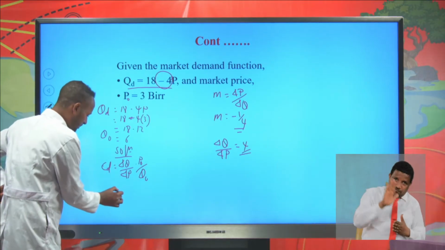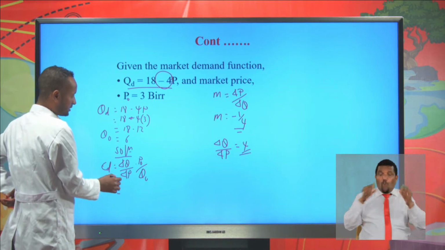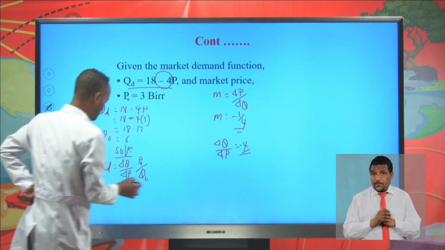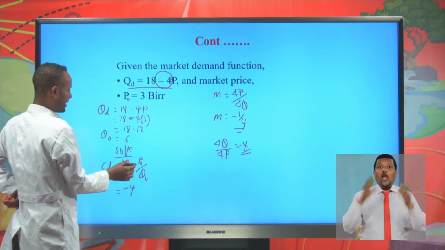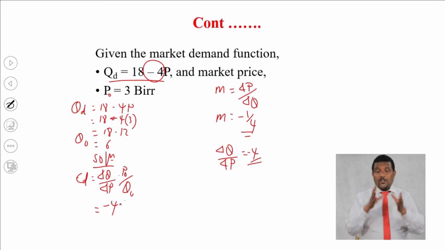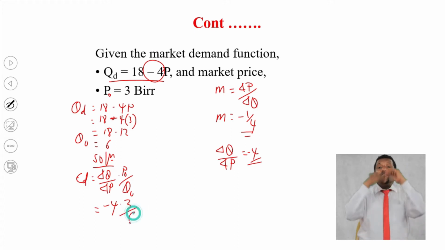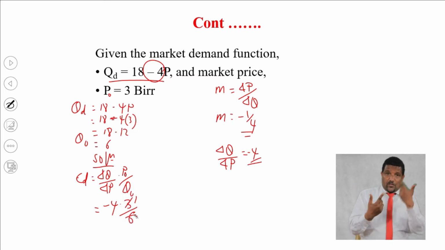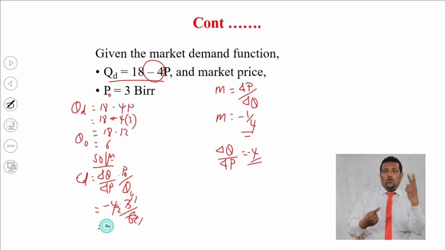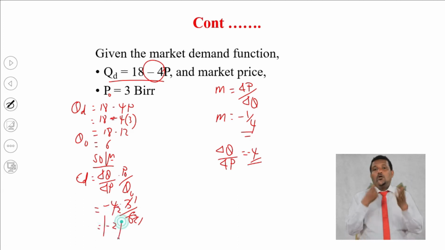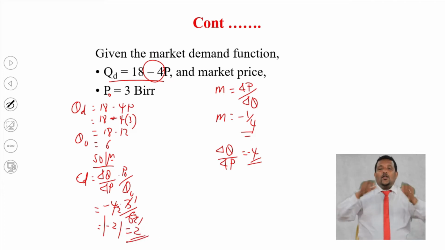So the price elasticity of demand is minus 4 multiplied by the initial price, which is the given price of 3, divided by the initial quantity, which is 6. When we cancel, 3 by 3 and 2 by 2, we are left with minus 2, and when we put it in absolute value we are left with 2. So the price elasticity of demand is 2.